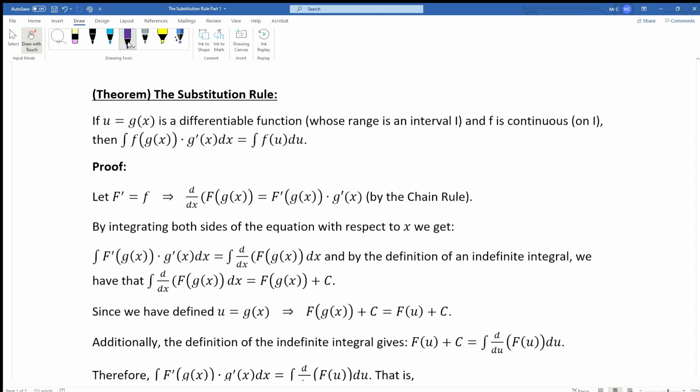Well, we're going to start by letting F prime be equal to little f. So we've got a cap F here. So what we're saying here is just that big F is the antiderivative of little f.